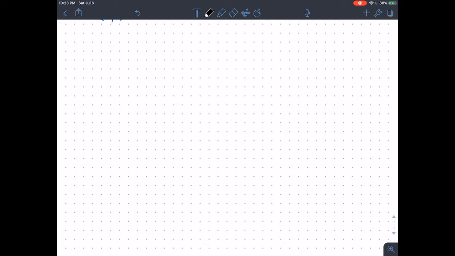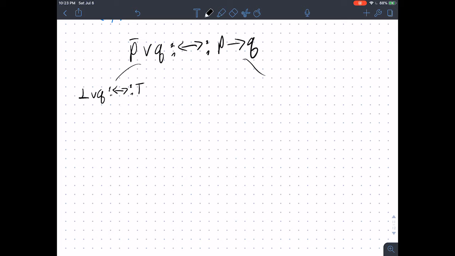Okay, so let's see if the schema not P or Q is equivalent to the schema if P, then Q. What we do here is just a truth value analysis. So false or Q, if and only if, true, if true, then Q. And here on this side, we get true or Q, if and only if.